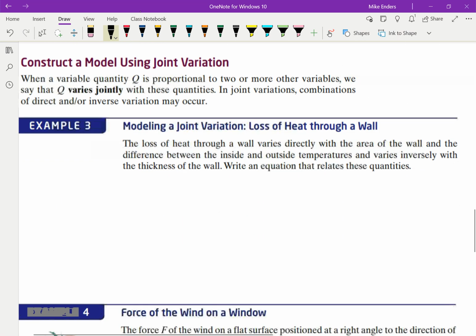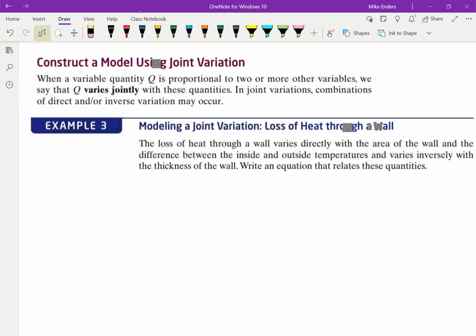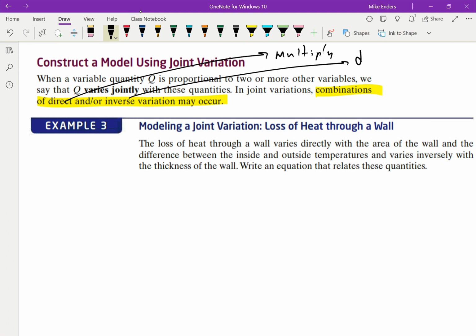then take a look at something involving what's called joint variation. So joint variation is when we have multiple things taking place at the same time. In joint variations, combinations of direct and/or inverse variations can occur. So when we're taking a look at direct variations, that's when we multiply, and inverse variations is when we have a division. Let's take a look at how we can model this.